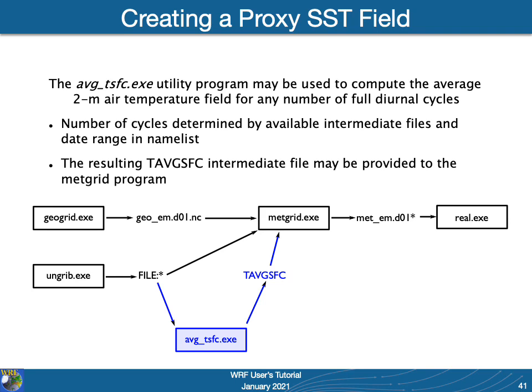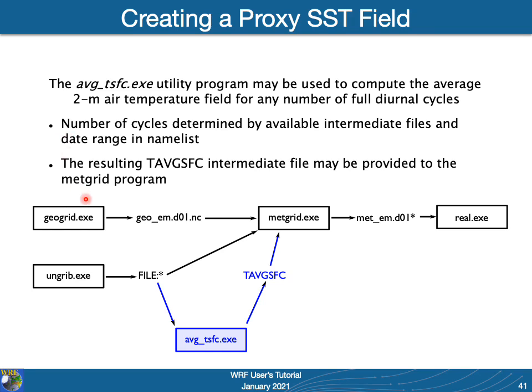The WPS provides a utility called average_tsurface.exe, which can be used for this purpose. What this utility program does is to compute a temporal average of the 2-meter air temperature, with the average being computed over some integral number of diurnal cycles, depending on the available intermediate files in your run directory. After this program finishes running, it writes output into an intermediate file format with a file name of taverage_surface, and inside this intermediate file called taverage_surface, we have a single field that's also called taverage_surface. This represents the pointwise temporal average of the 2-meter air temperature.